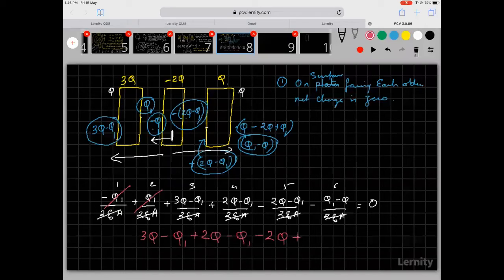This minus will become plus. Minus q1 plus q is equal to 0. Do you see that there is a minus q1 here plus q1 here? These two will vanish. Then there's a minus 2q plus 2q that will also vanish. So if I look at it now, I have minus 2q1. Then I have 3q plus q, which is 4q. So 4q minus 2q1 is equal to 0. From this, I will get q1 is equal to 2q.